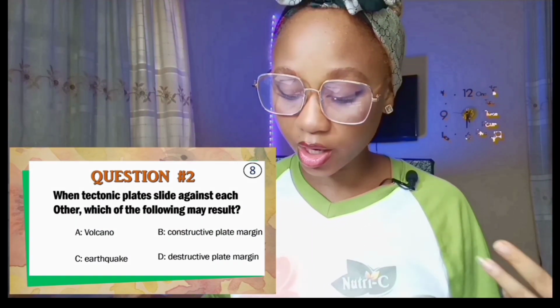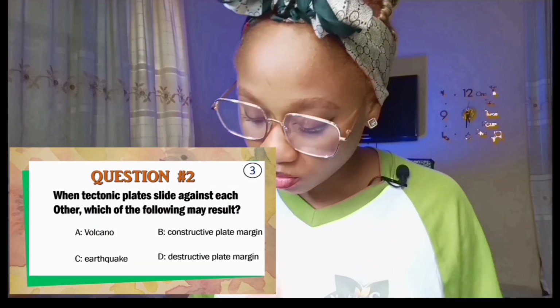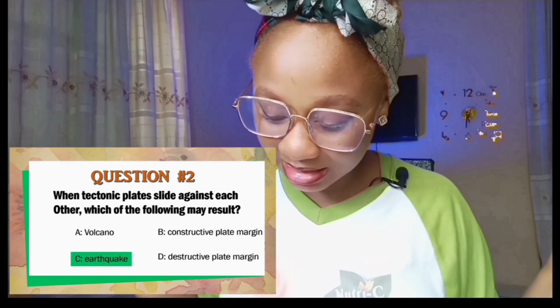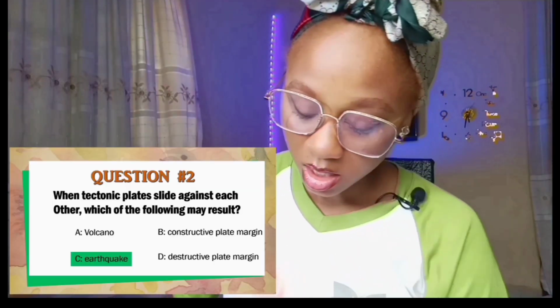When tectonic plates slide against each other, which of the following may result? First of all, what's a tectonic plate? Oh my gosh, I don't know what the tectonic plate is. Earthquake. Chineke God. What's a tectonic plate? And why is it sliding against each other? I'll link the meaning of tectonic plate here because me, I don't know. Oh, okay, I've learned one thing. Tectonic plates. Next question.